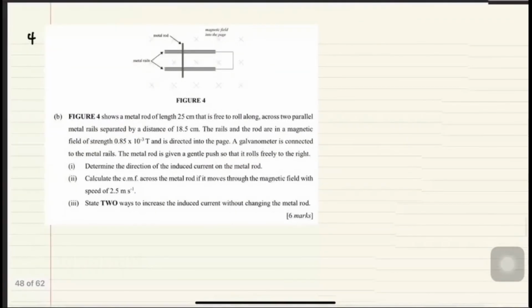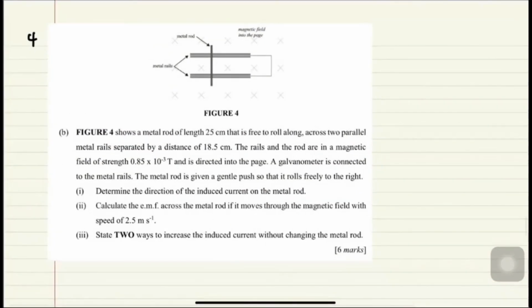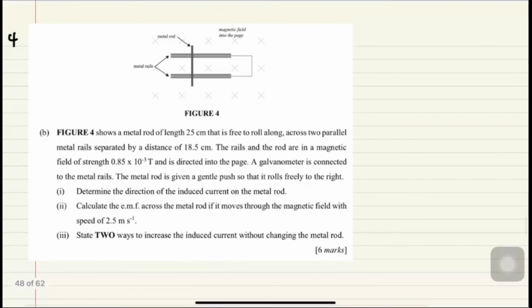And then the next question, question number 4B. They give you a diagram like this, and you can guess straight away. This one actually involves BL sin theta, right? You can see straight away. So maybe I can write down BLV sin theta.